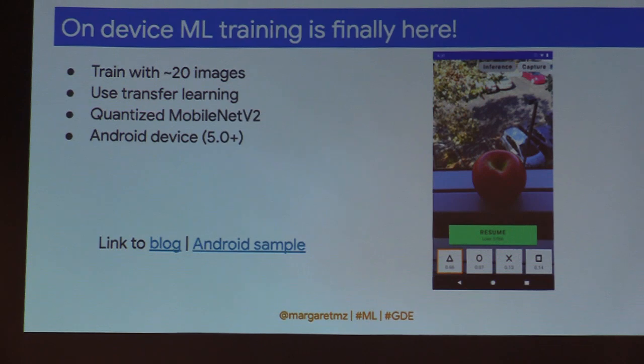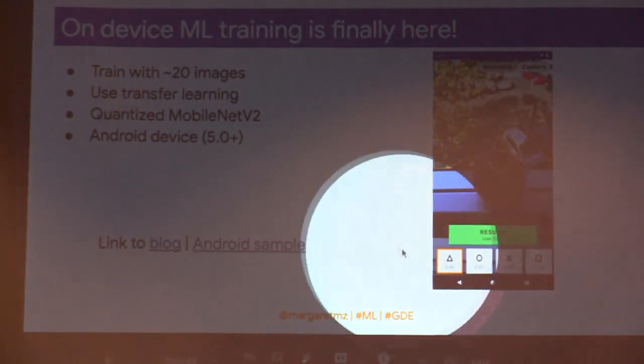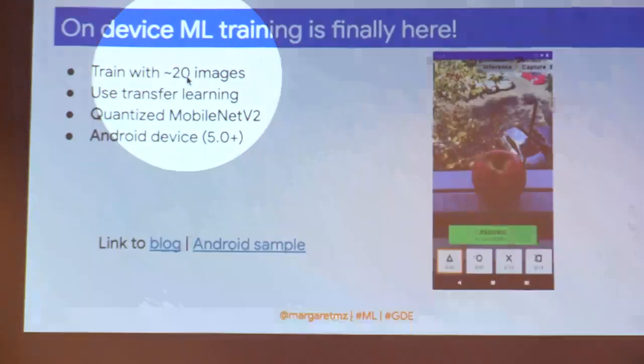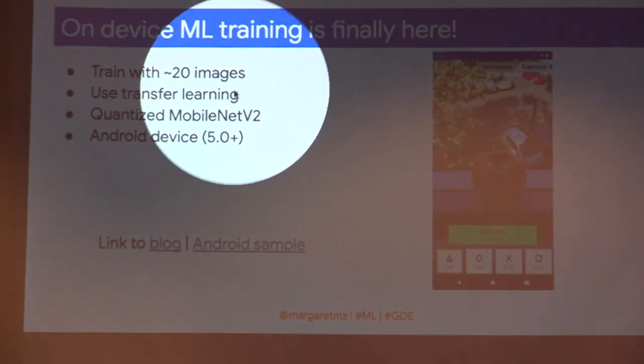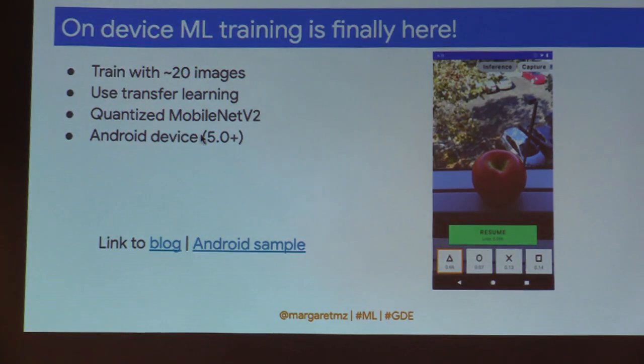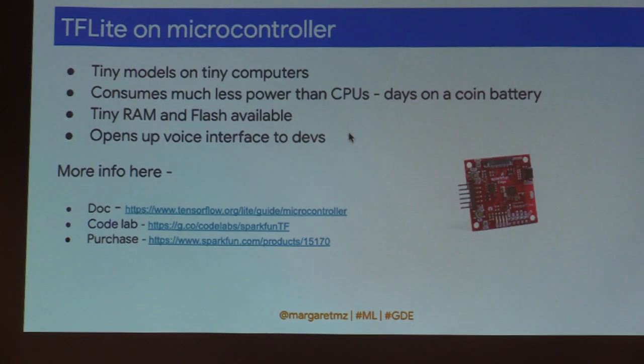You can train by taking 20 pictures for, so right now you can train maybe 4 different classes, and then you can take 20 pictures. And transfer learning on quantized MobileNet v2, and at the moment it is on Android only. So this actually just came out not long ago, the on-device training itself.